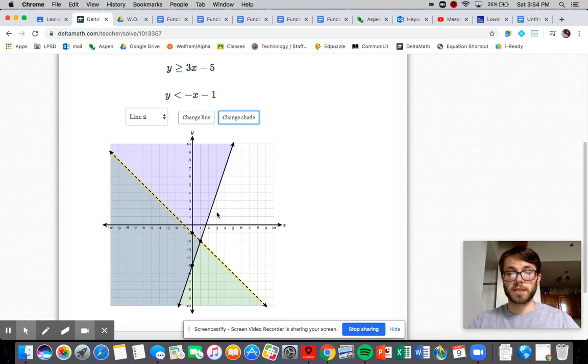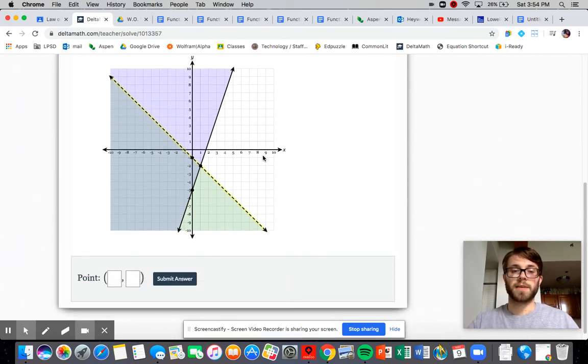We have to do the other side. So again, wherever your point is, if it works, you shade that side. If it doesn't work, you shade the opposite. If you accidentally were on the wrong line while trying to shade, just make sure you have line 1, which is the first one that you graph, and then line 2, which is the second one you graph.